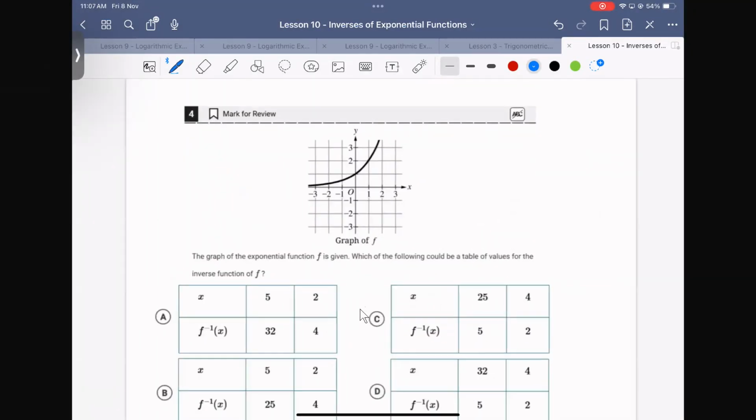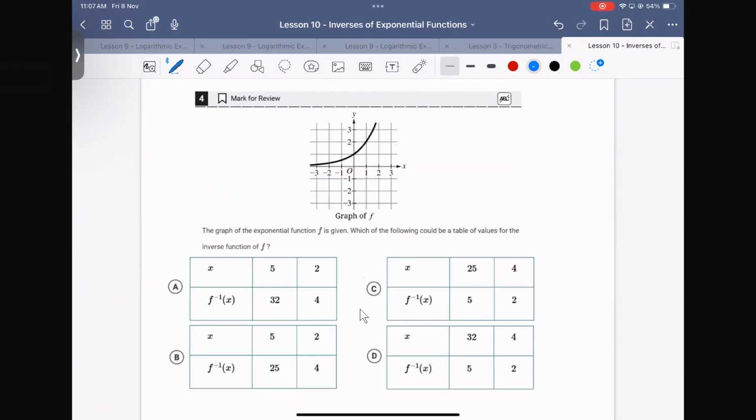Okay, last question for today. Exam style question. Discuss with your partners. I'll give you 3 minutes for this one.